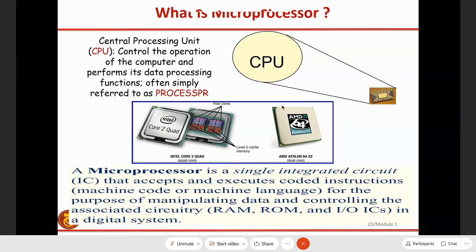So, the CPU. It controls the operation. Of course, a control unit. The name itself speaks for itself, right? Central processing unit. It means that it controls the operation of the entire platform or entire chip.